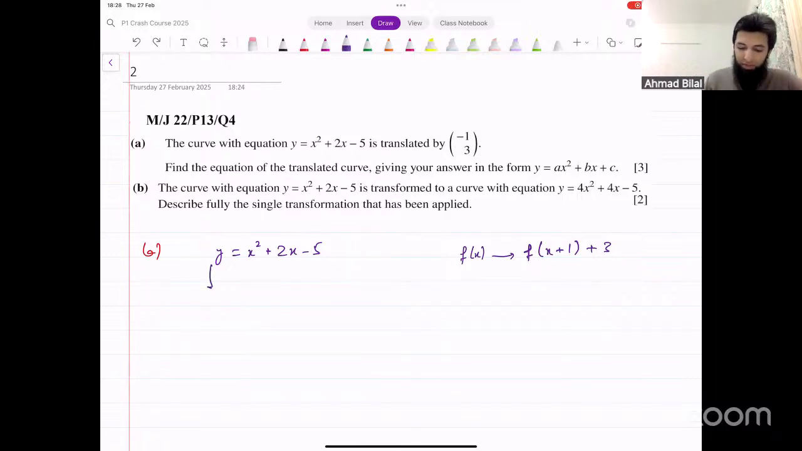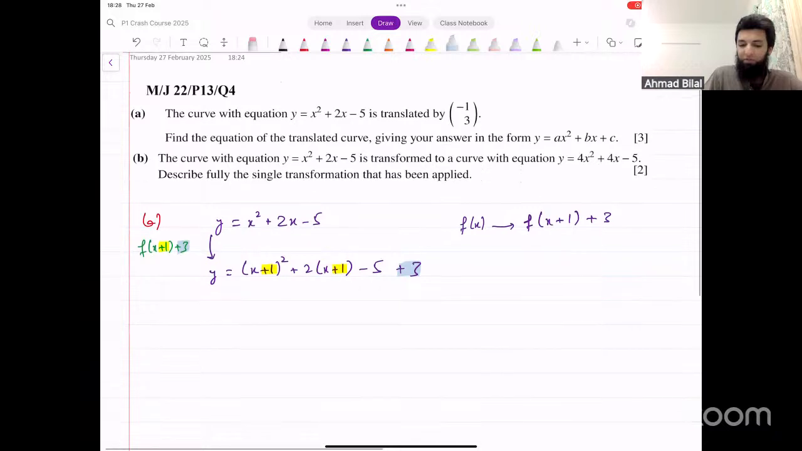So what does this become then? We have to make it f of x plus 1, plus 3. So replace x with x plus 1. So it becomes x plus 1 whole squared plus 2 into x plus 1 minus 5. And then to the whole function, you add 3. Okay, so these are two things that we are doing. We are adding 1 in place of x, and we're adding 3 to the whole function.